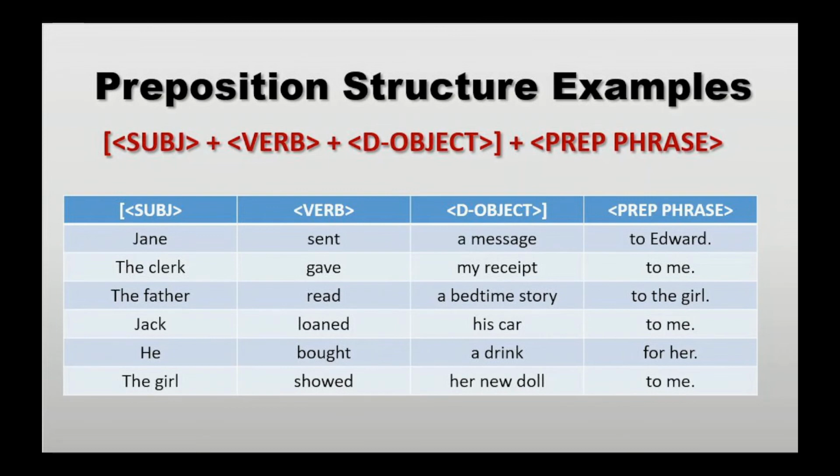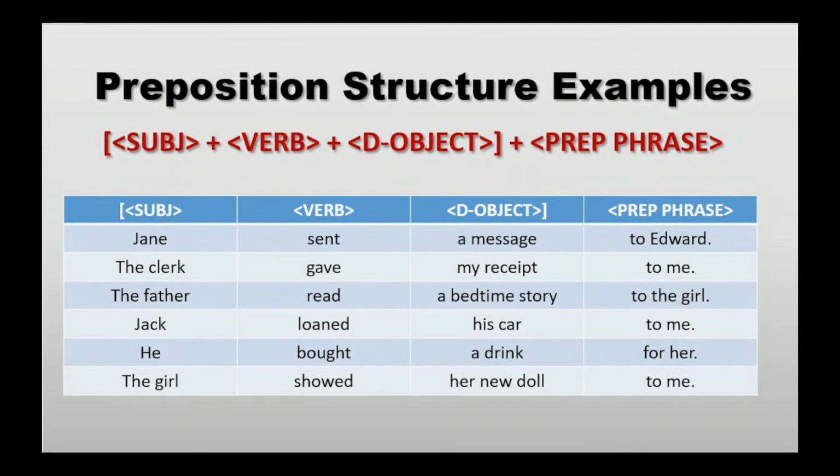So let me read them. I'll read them again, making a big pause after the direct object, just to give you some example of how they should sound. Please listen. Jane sent a message to Edward. The clerk gave my receipt to me. The father read a bedtime story to the girl. Jack loaned his car to me. He bought a drink for her. The girl showed her new doll to me.